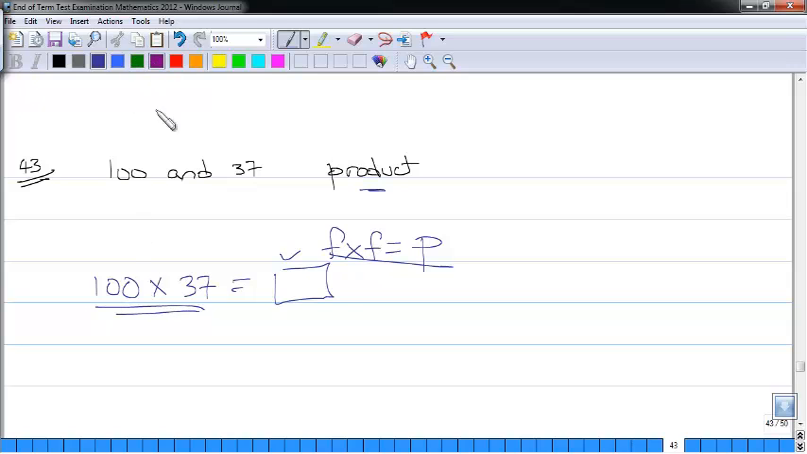So this is what we're looking for. We're looking for this sign because this sign is associated with multiplication. And looking at our answers, that would be B. So as long as we hear the term product, we are looking for that multiplication sign.